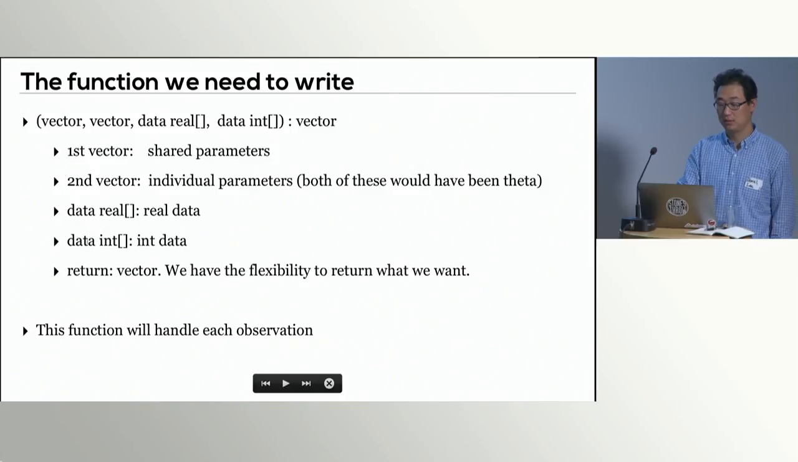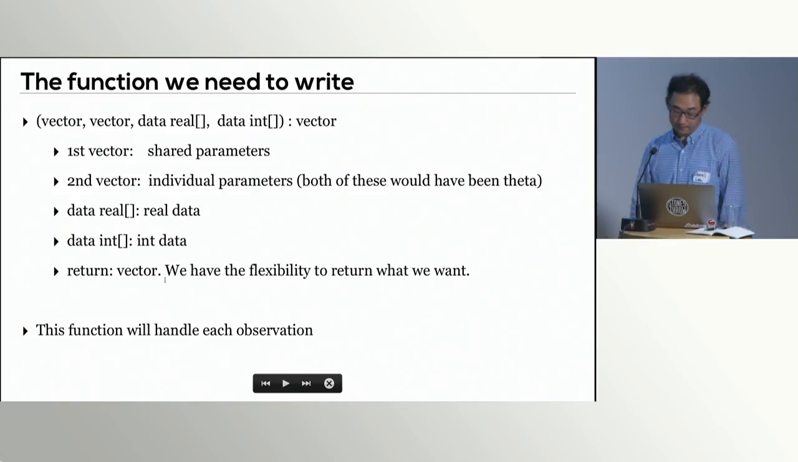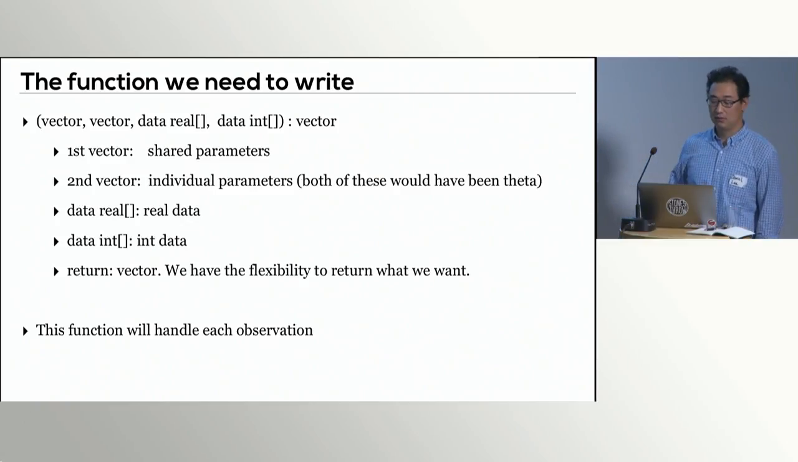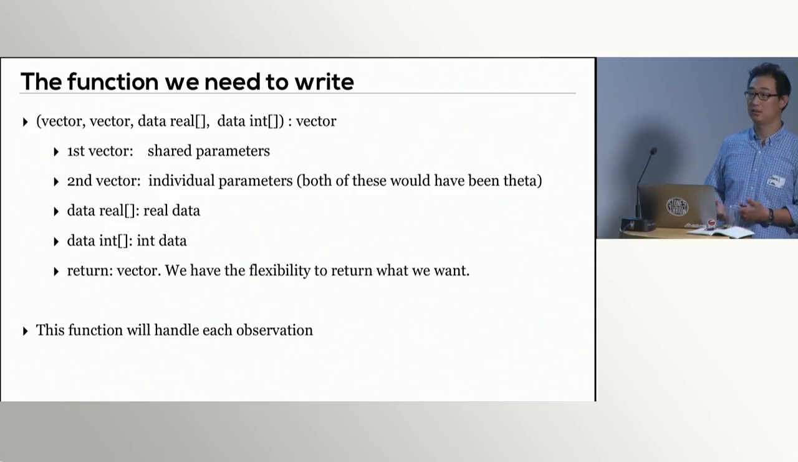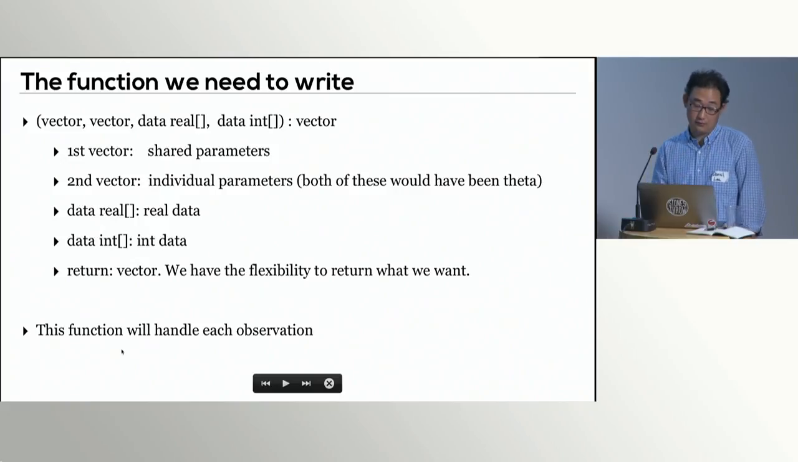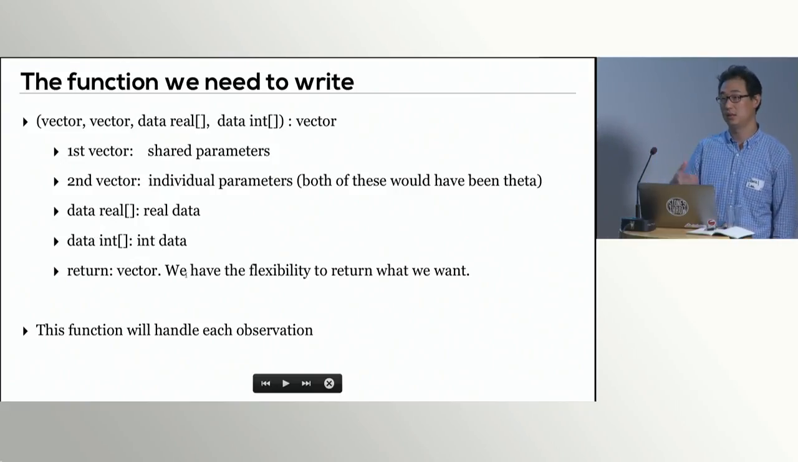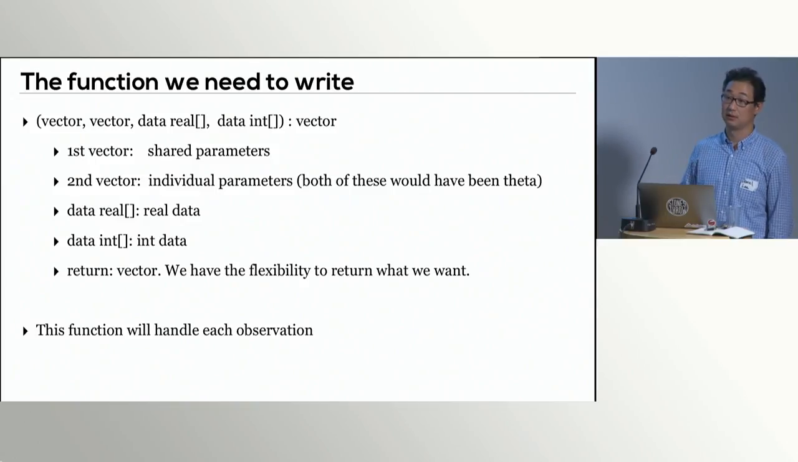And the next two arguments just match the arguments in the ODE, a real data and an integer data. And the return is a vector. This return type gives us the flexibility to return what we want. We could return the states of the ODE. We could already compute the log density, sum it all up, and just return a single value if we wanted. It depends on what you want to do. For this example, we'll return the states as a vector, just concatenated. And this function will handle each observational unit.